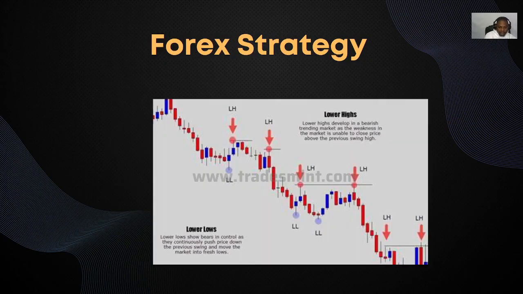Moving right along to another example. Here they say the lower lows show that the bears are in control as they continuously push the price down below the previous swing and move the market into a fresh low. And then the lower highs drop in the bearish trading market as the weakness in the market is unable to close the price above the previous swing.